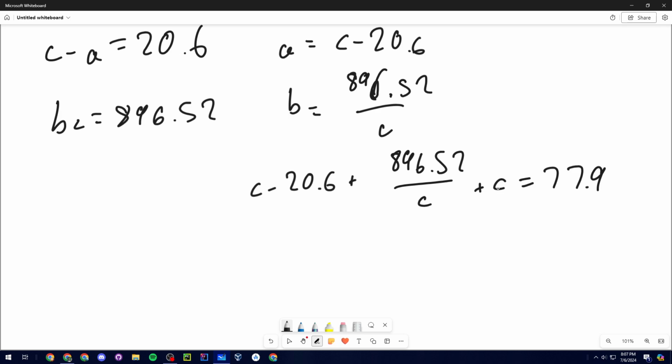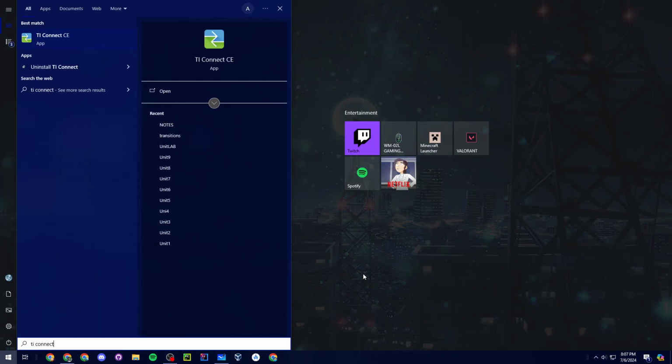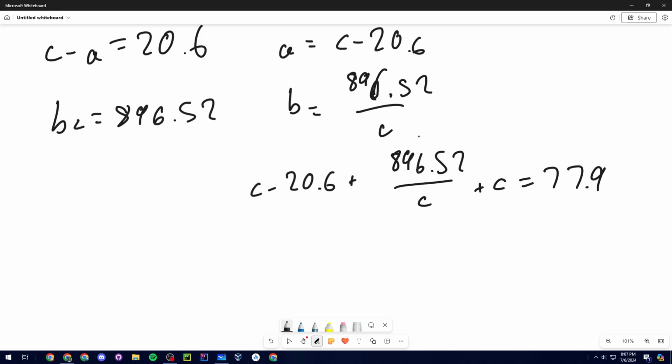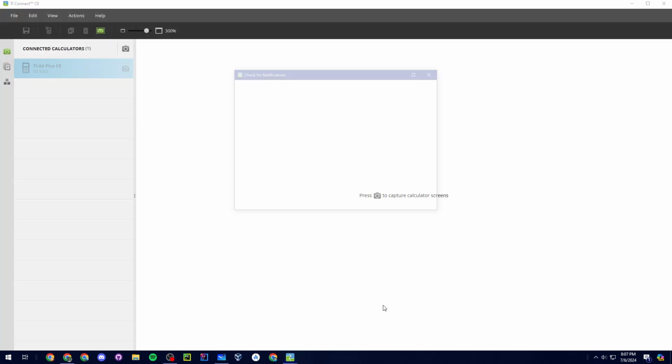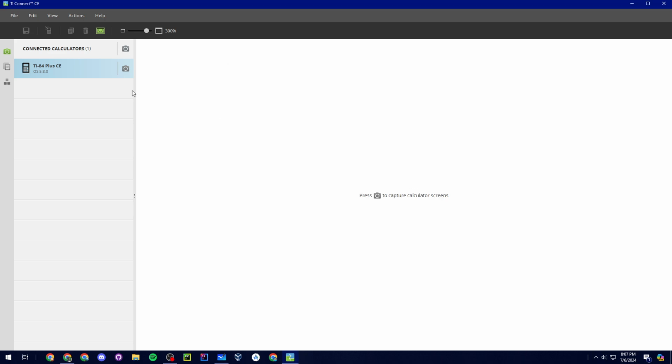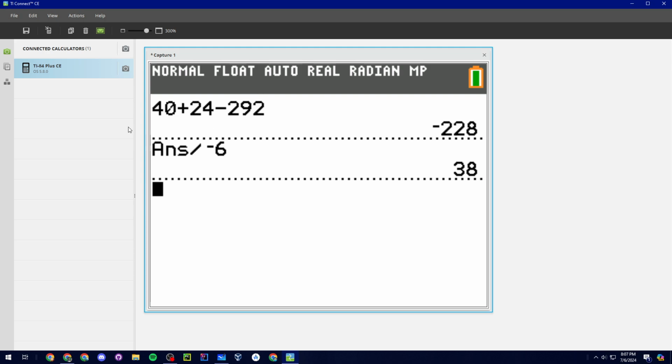If you don't know what that is, I will load up my TI Connect. I really wish I had the license, man. That would have been nice, because then I wouldn't have to do this weird calculator screenshot thing. Maybe I'll start editing my videos. But yeah, this was the original calculations, from a previous problem.